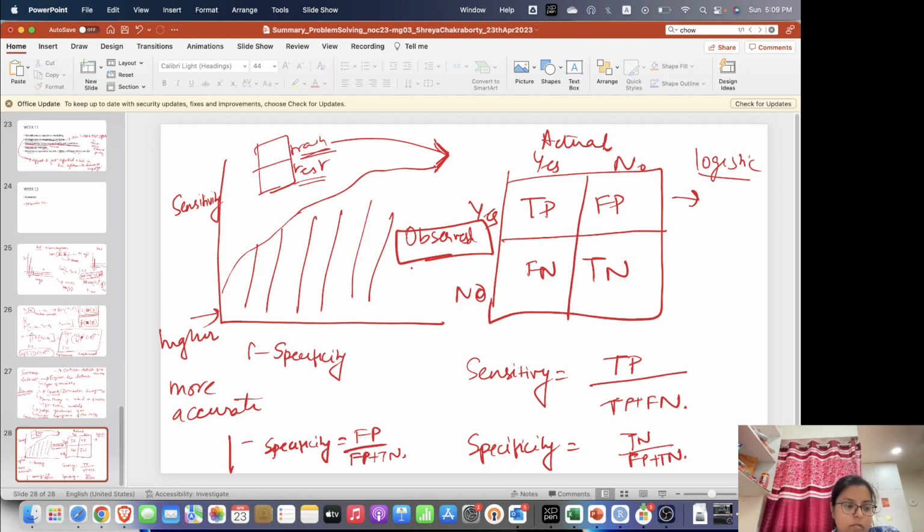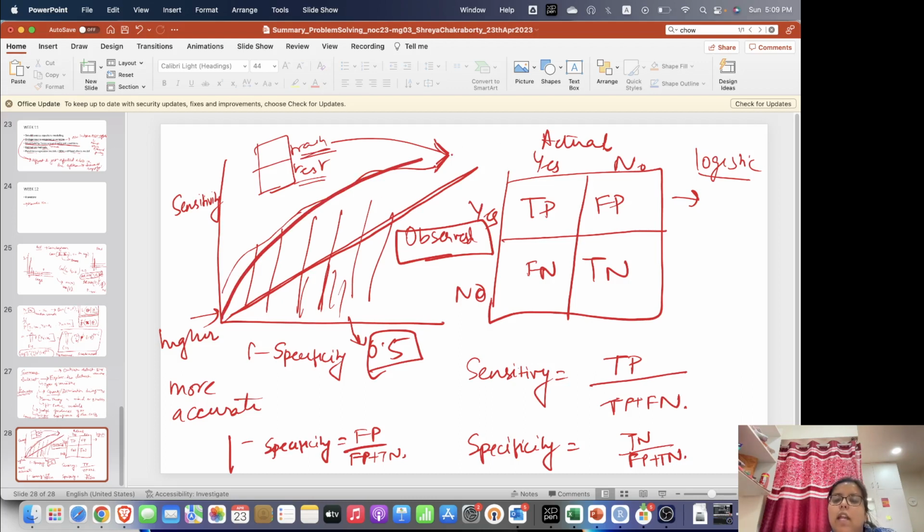Okay, if we have a curve like this, then the area below this would be 0.5. Then we would say that the model is half the time performing well, half the time not performing well. So in that case we will not be very sure about the model. But if it is like this and the area is 0.8, 0.9, the higher it is to 1, we can say that our classification model is better.